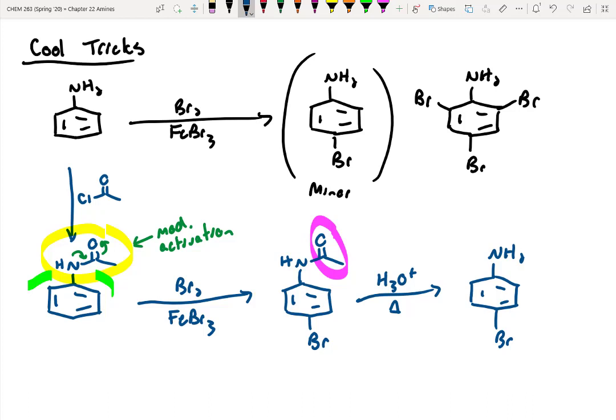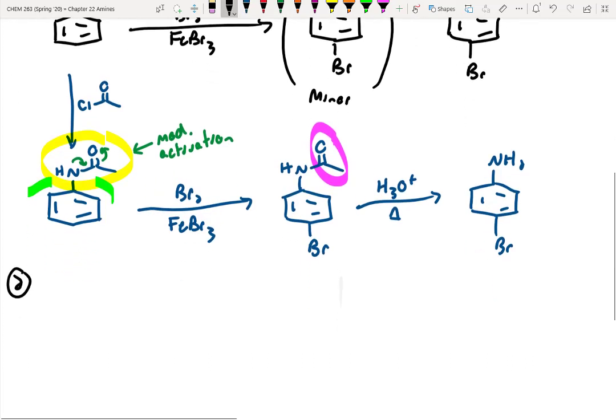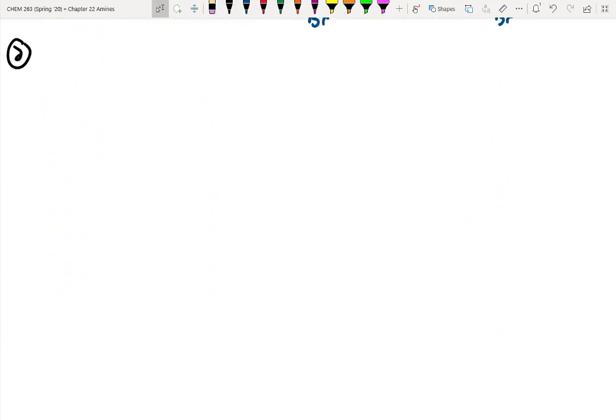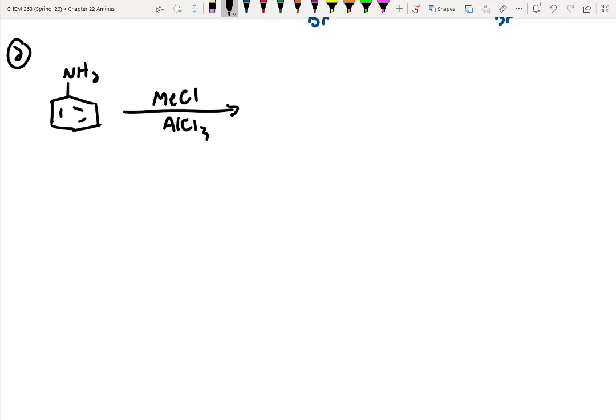All right, one other thing that I wanted to show you is also related to aromatic substitution chemistry. This is one I really didn't get into during the chapter just because there were so many reactions we had to cover anyways, but it's a pitfall. And that is, if we have aniline and we try to do a Friedel-Crafts reaction with something like methyl chloride and aluminum trichloride, you're going to get either no product or a mess of products.